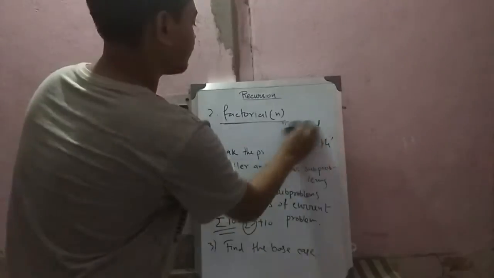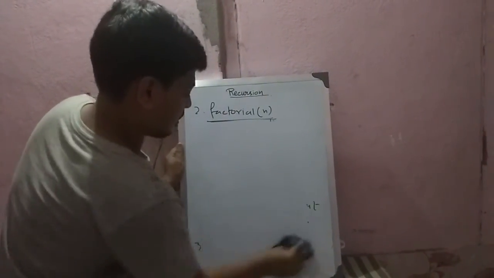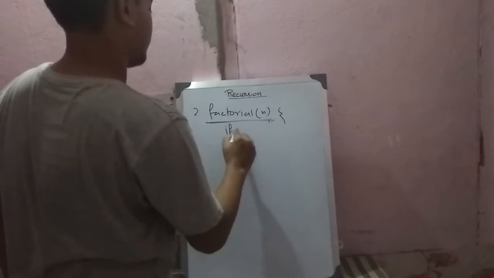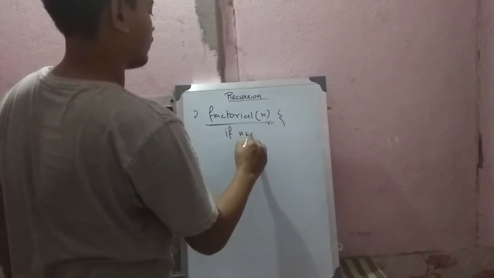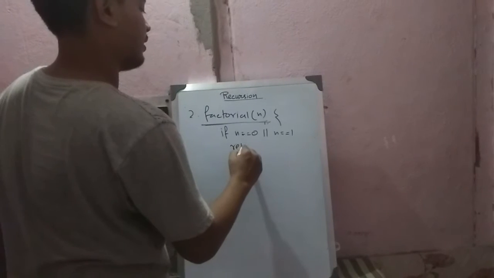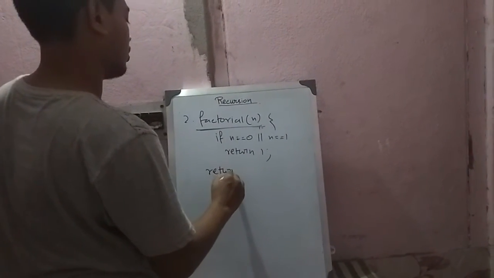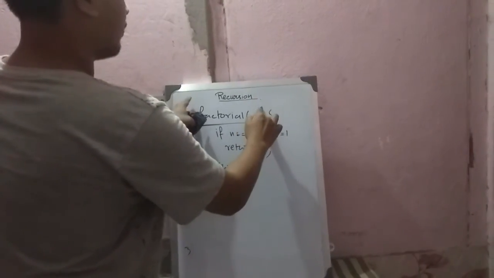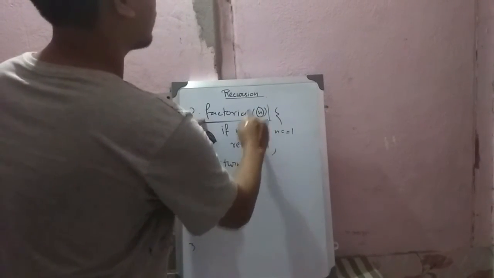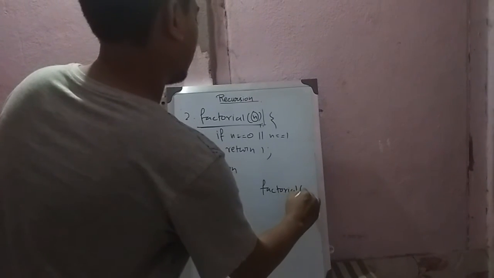Okay, so let's discuss factorial of n. How do you solve it? If n equal to 0 or n equal to 1, then return 1. This is the base case. I have told you, break the problem into similar subproblems. So what is the similar subproblem for factorial of n? This is factorial of n minus 1.